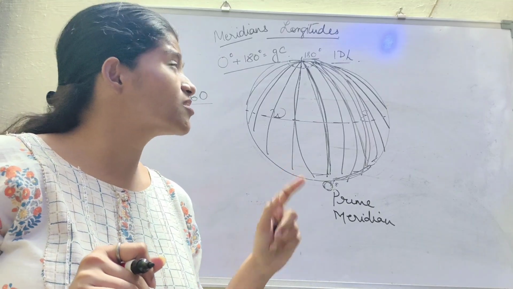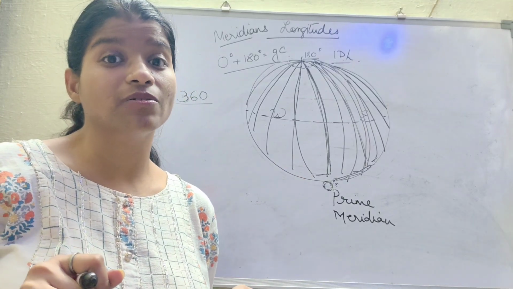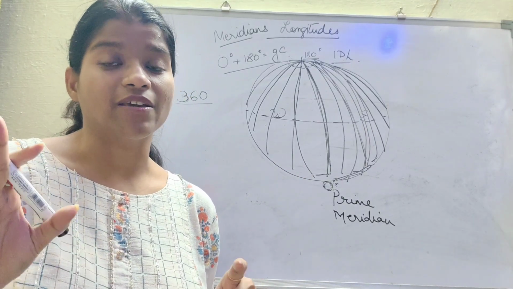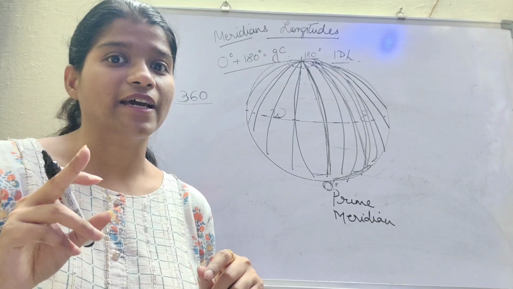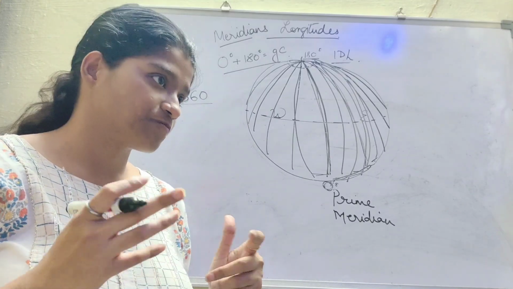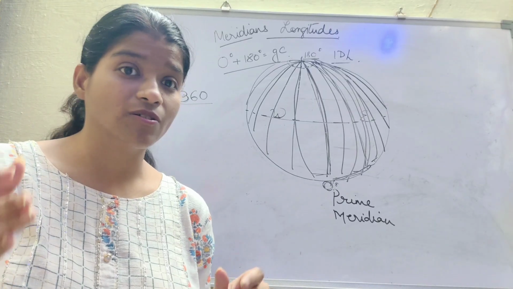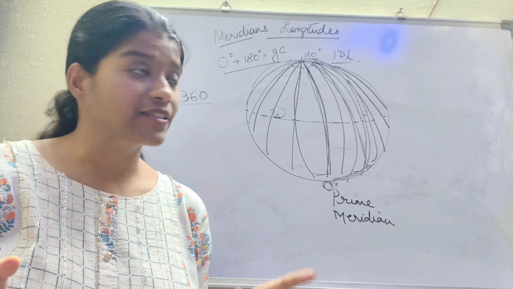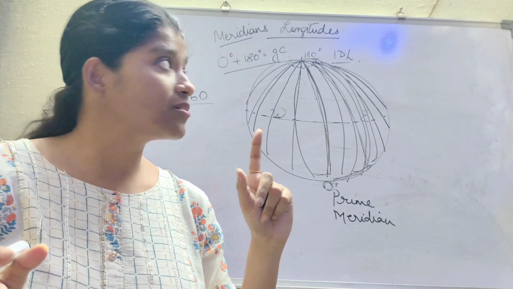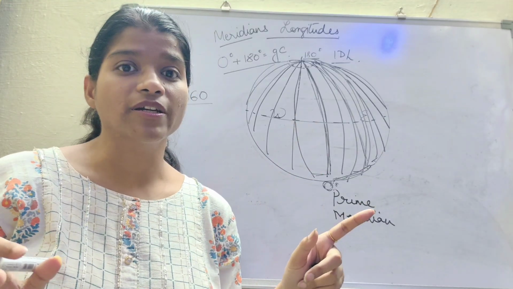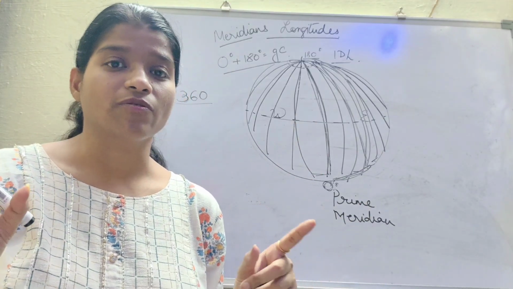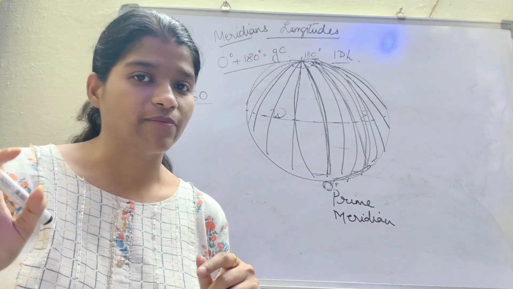And what is the importance of longitude? Longitude helps us to determine the date and time, most importantly time. Our country has also got a standard time meridian, which is a longitude only. So remember, longitudes are important for finding out the date and time of a place.